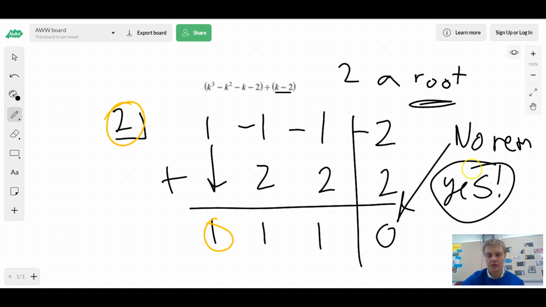Big exclamation mark. This is a factor and a root, which makes this really nice because you could take x squared plus 1x plus 1, and you could actually use the quadratic formula and get 2 more answers from that. So anytime we have this, this is a good case scenario because now we can find more answers. Let's do the next one.